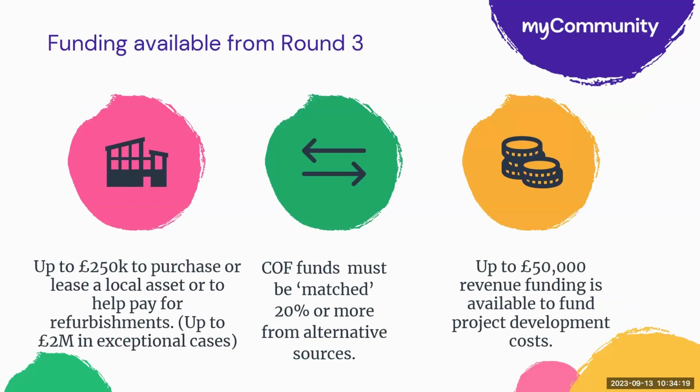The funding available from round 3 includes groups being able to apply for up to 2 million in capital. But DLUC, the Department of Levelling Up, expect most awards will be for up to 250,000 of capital funding. This capital funding must be matched by 20% or more from alternative funding sources. Groups can also apply for revenue funding of 20% of their capital ask up to a maximum of £50,000, and that's to help fund revenue costs in the first year alongside the capital funding.